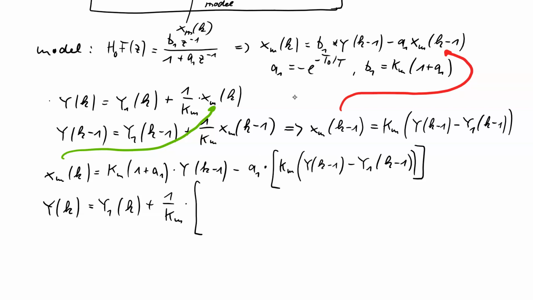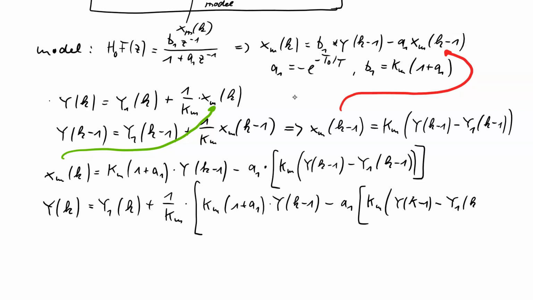So km, 1 plus a1, times y of k minus 1, minus a1 km y of k minus 1. I think this is really strange, but look what happens. Parenthesis closed, parenthesis closed, parenthesis closed.